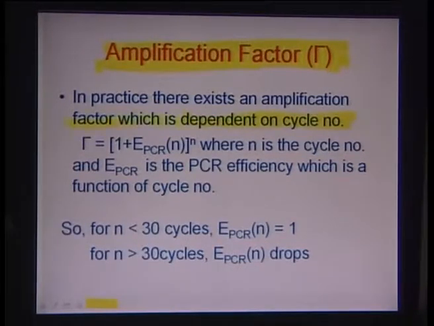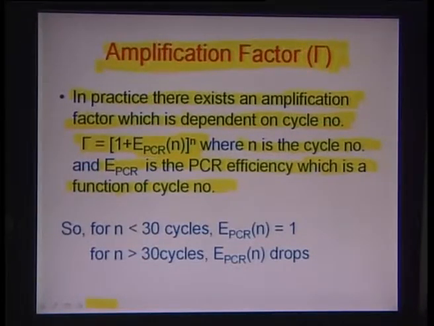Normally it is 2 to the power n, so the amplification efficiency should be 1. So E_PCR here should be 1, but that is not what happens, and so this varies also as a function of the number of cycles. So gamma is equal to (1 plus E_PCR) to the power n, where n is the cycle number. And E_PCR is the PCR efficiency, which is also a function of the cycle number.